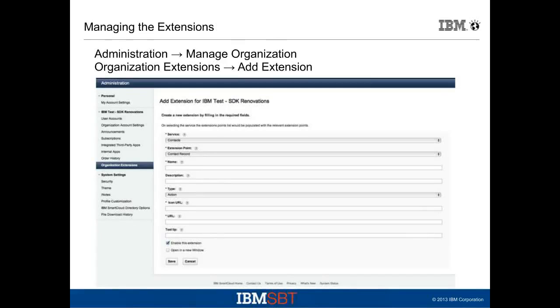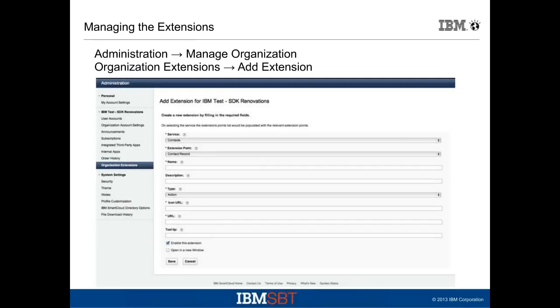So this is a screenshot of this administration UI. The first one is showing you how you add an extension to SmartCloud. So there is a menu about organization extensions here, and then it's just a series of questions that you have to answer about the services and the extension points that you want to implement with your application. So this is very easy. You click Save, and this is registered.